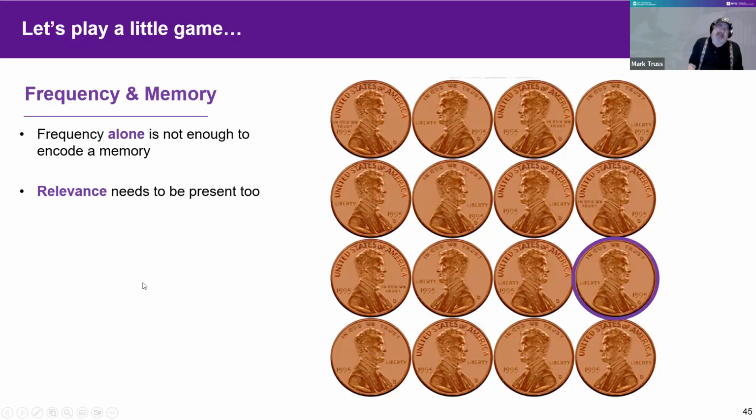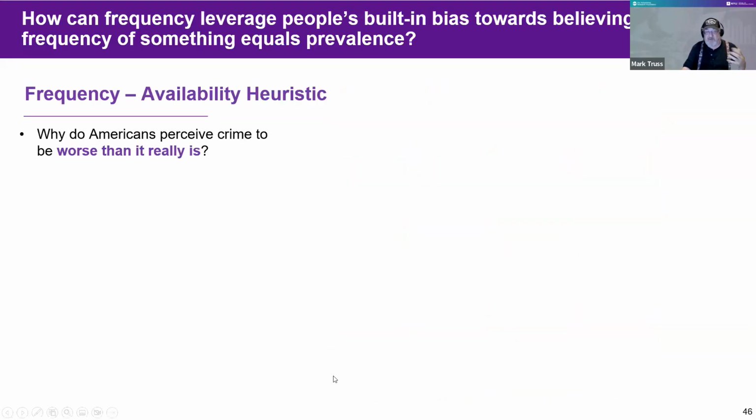Why, if we've seen something thousands of times, has it not been permanently encoded in our memory so that we could scan these quickly and say, it's this one? Because relevance needs to be present too, right? You never had a need to really memorize what the penny looked like. So that lack of relevance didn't really encode it.